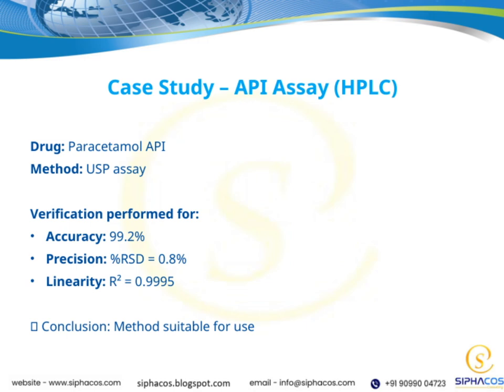Then we have linearity, which is crucial for ensuring our method provides proportional responses across a range of concentrations. The R-squared value was 0.9995, very close to 1, confirming excellent linearity. Putting all these verification points together, the conclusion is clear. This method is suitable for routine use. It's reliable, accurate, and precise, which are all essential qualities for an analytical method in pharmaceutical quality control.